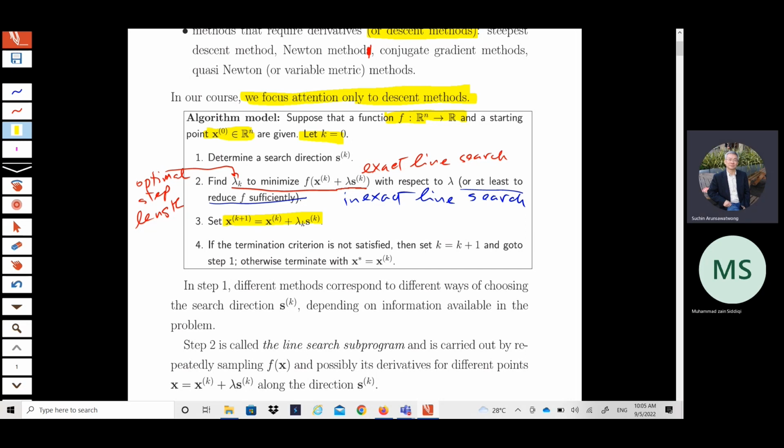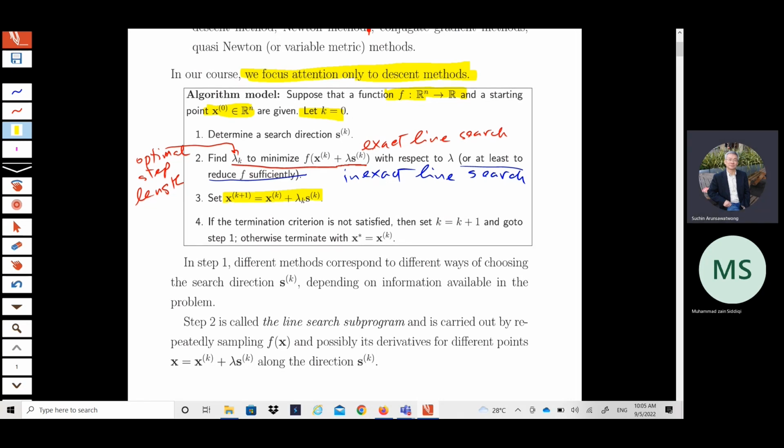If we find that we need to continue the iteration, then we set the index k as k plus 1, and we go to step 1 again to compute the search direction. This is why it has a very simple structure.